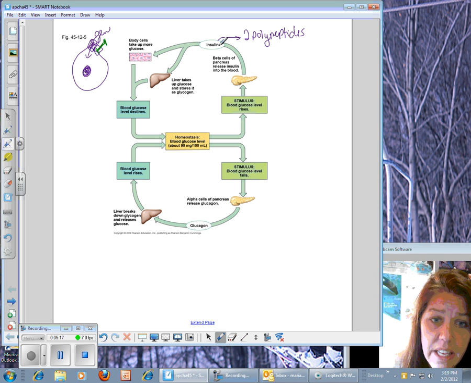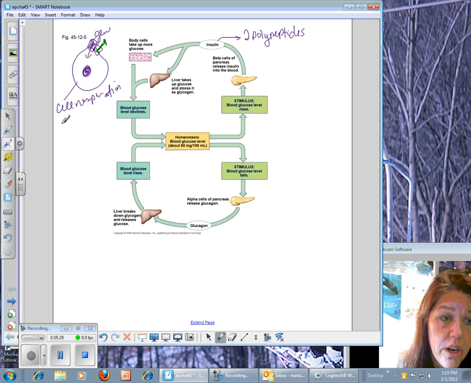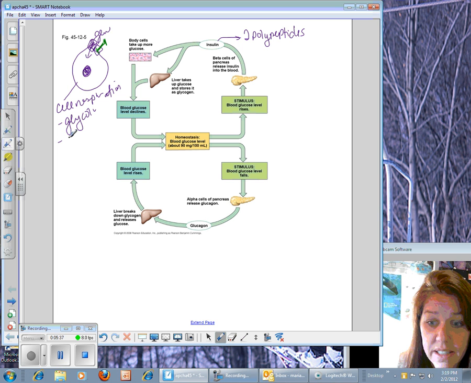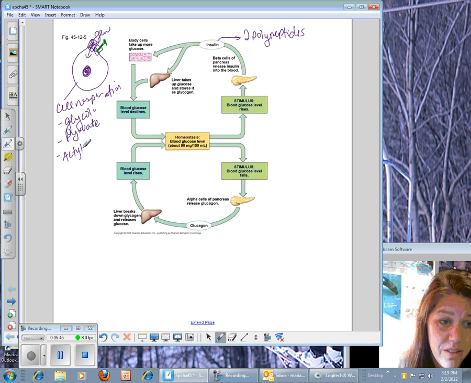So if insulin is released, then your body cells are going to pull the glucose inside, and they're going to use that for cellular respiration, where glucose will go through glycolysis. Oh, and then, does anyone remember what's next? We get pyruvate. Pyruvate is converted to acetyl-CoA. Acetyl-CoA enters the mitochondria. We're at the Krebs cycle.